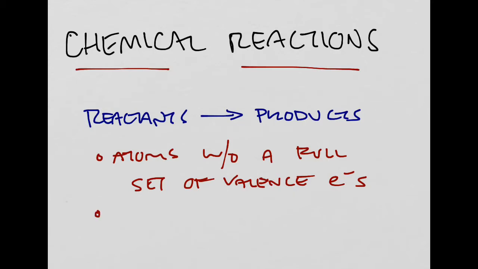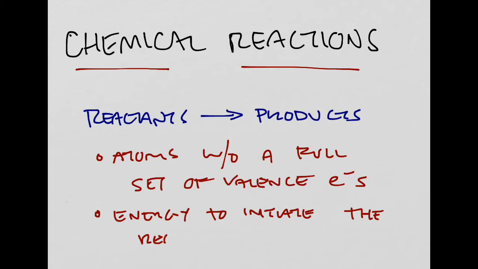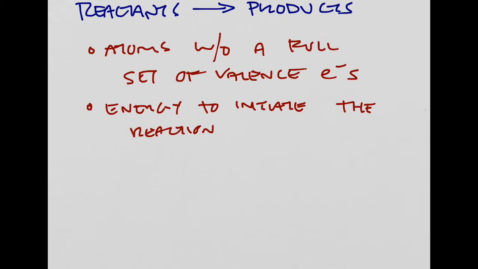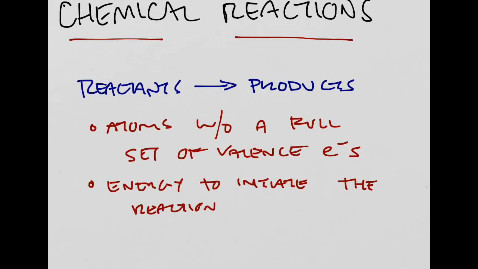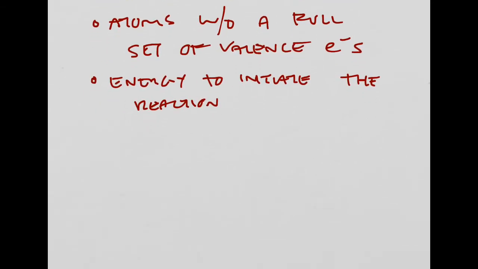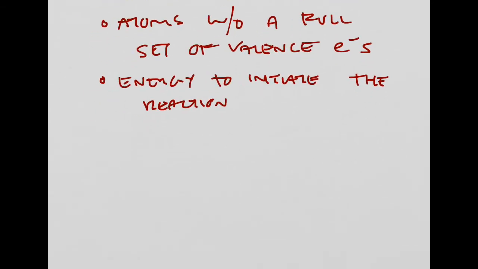And then the other thing that you need is very important here. You need energy to initiate the reaction. Okay, so those are two conditions. So let's take a peek at a couple of chemical equations. Chemical equations describe chemical reactions in this reactants-to-products way of organizing things. Let's look at the breakdown of something like hydrogen peroxide.